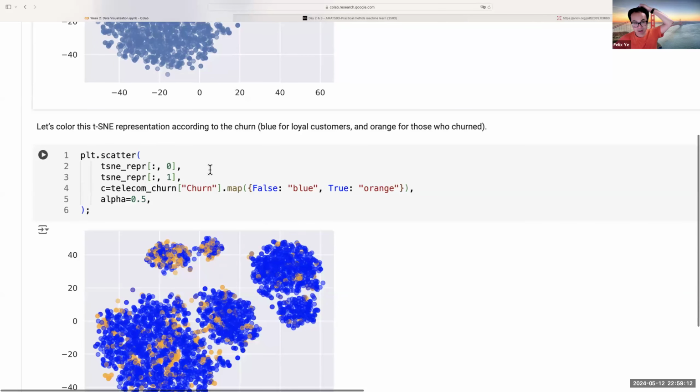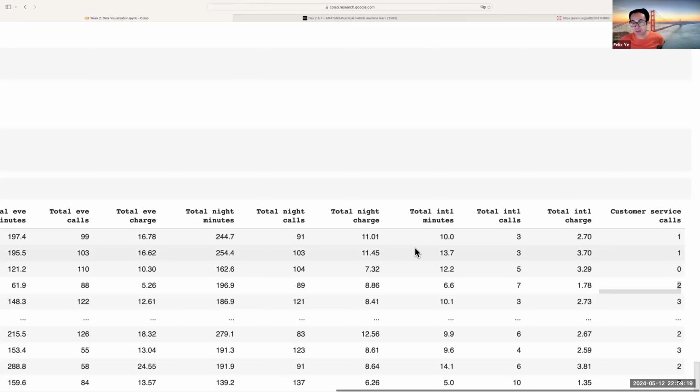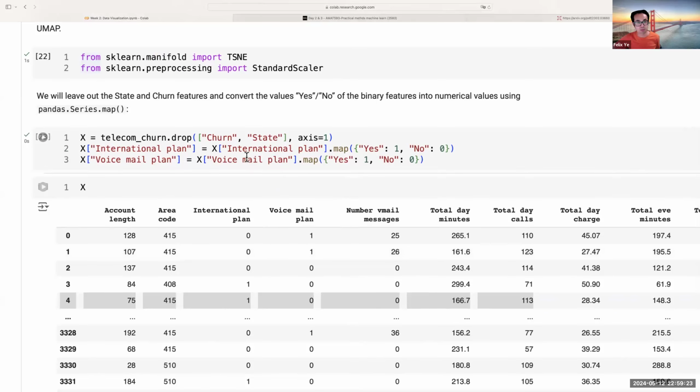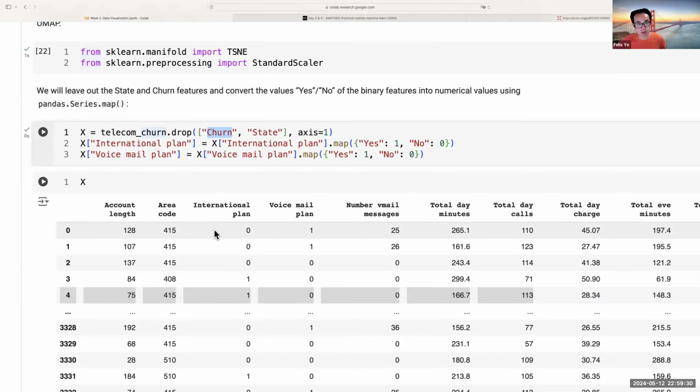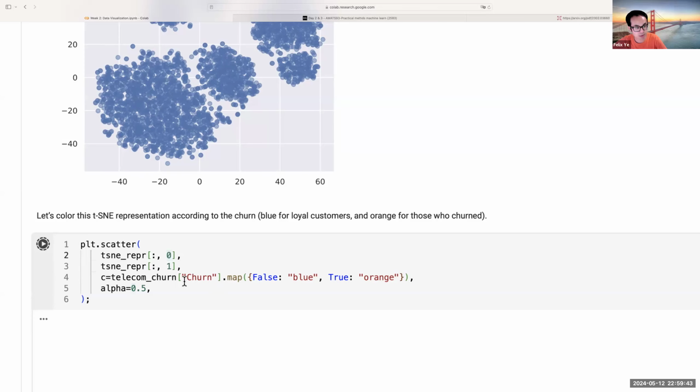We can actually color that with the target because by the end of the day we want to predict whether it churns or not. And I want to remind you, we dropped out the churn, whether it's true or false, right? So we simply dropped it out. So we can color this t-SNE representation according to the churn. Blue is loyal, orange is disloyal. So basically, this is the color.